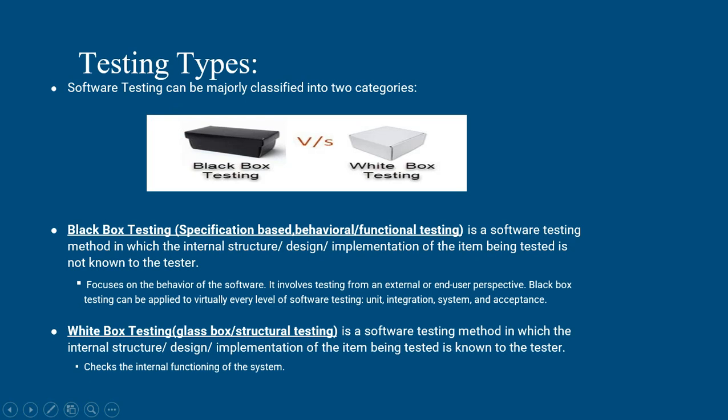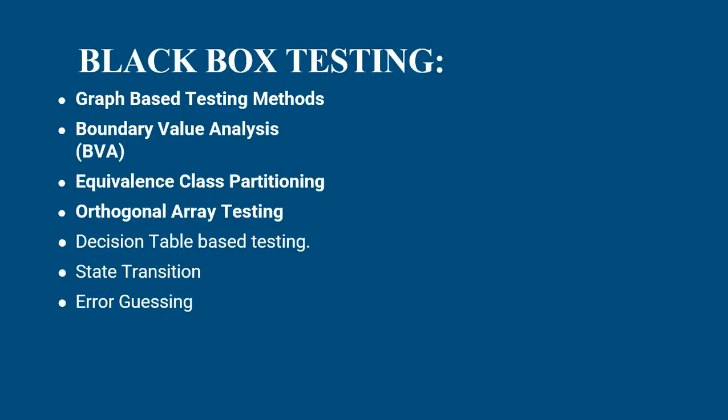In white box testing, the internal structure, design or implementation of the item will be known to the tester. That's why we call it white box testing. Today we will discuss the various types of black box testing methods and how black box testing is able to find errors. The famous black box testing methods are graph based testing, boundary value analysis, equivalence class partition, orthogonal array testing, decision table based testing, state transition testing and error testing.